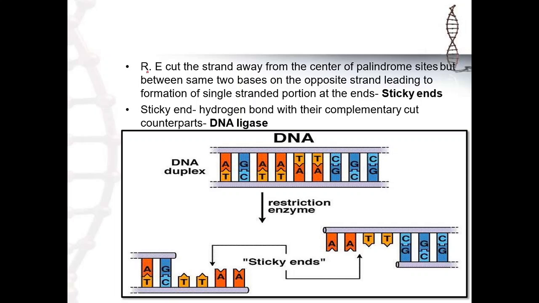So, this is the restriction endonuclease. The restriction endonuclease cuts the strand away from the center of a palindromic site, but between the same two bases on the opposite strand, leading to the formation of a single strand portion at the end, or the sticky ends. No? Sticky ends hydrogen bond with their complementary cut counterparts, joined by the DNA ligase.